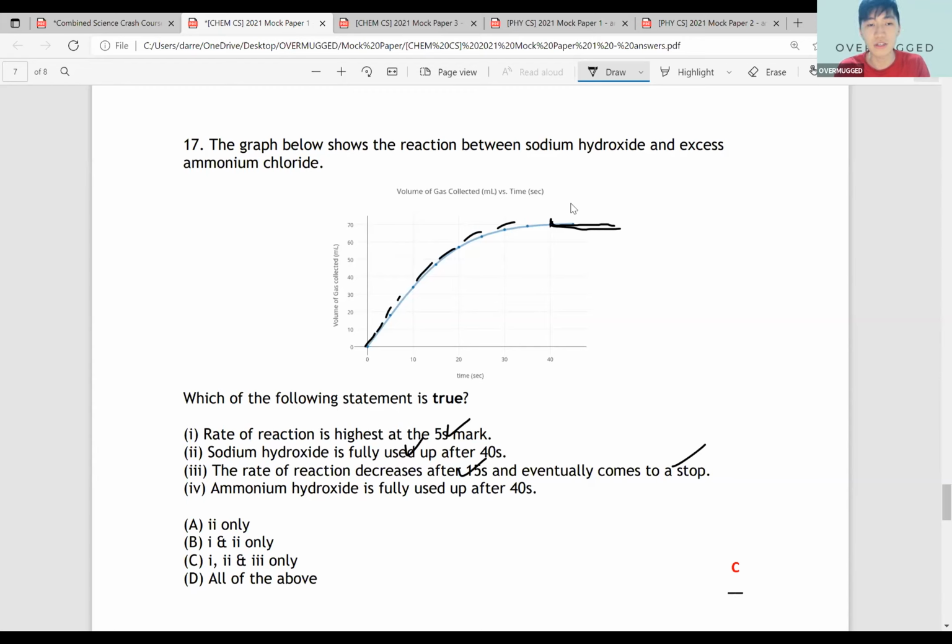Is ammonium hydroxide fully used up after 40 seconds? You need to go back to this question. If you read through this portion, we have excess ammonium chloride. What this implies is that excess means I have some left over. So it is very important to note that this is not true. If you're wondering, isn't this ammonium chloride? It's because your sodium hydroxide has water, so you will form ammonium hydroxide as well. So it's pretty much the same thing. That's why C is true.